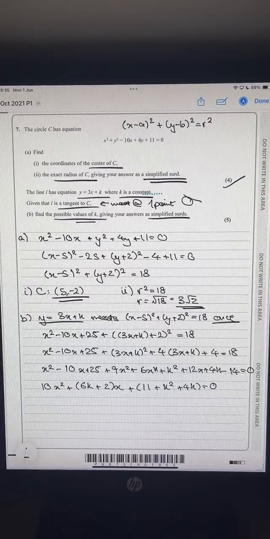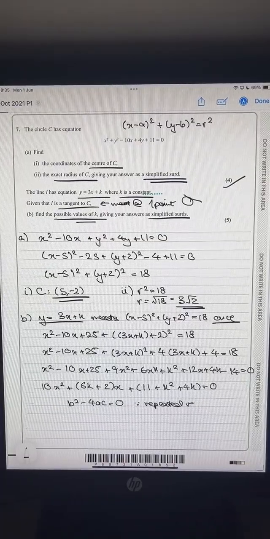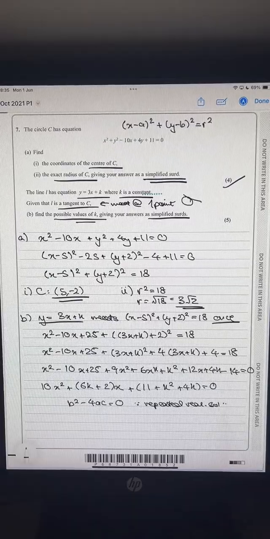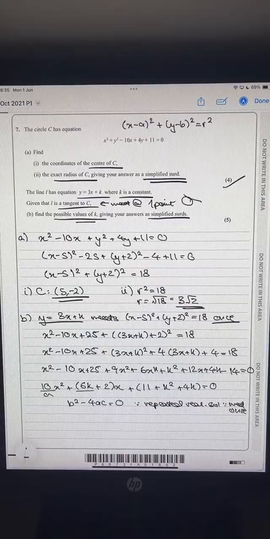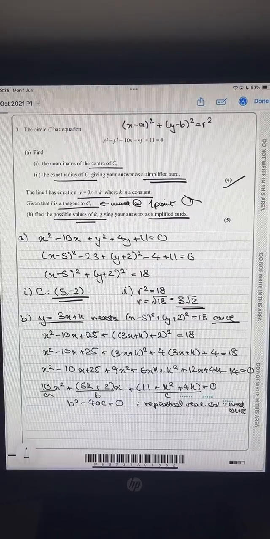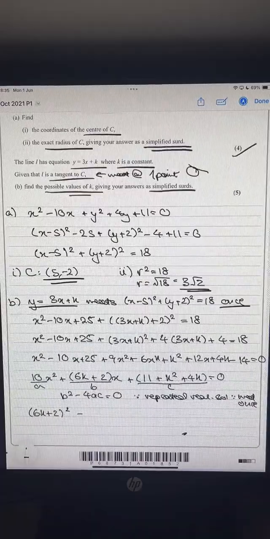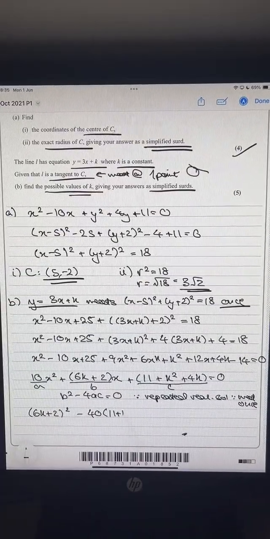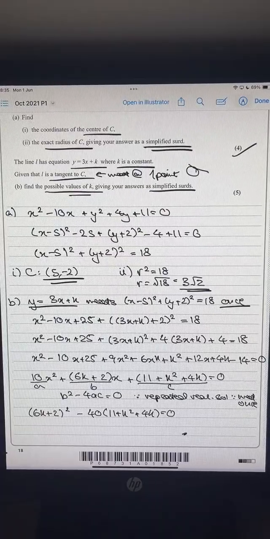And now I need to use the discriminant. So for my discriminant rule, I know that b squared minus 4ac is equal to 0 because I have a repeated real solution, because they meet once, because it's a tangent. So this is a, this is b, and this is c. So b squared minus 4ac is (6k plus 2) squared minus 4 times a, which is 10, times c, which is 11 plus k squared plus 4k, that's equal to 0. And all I have to do now is just solve for k.